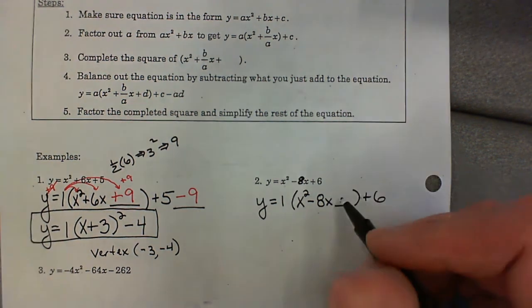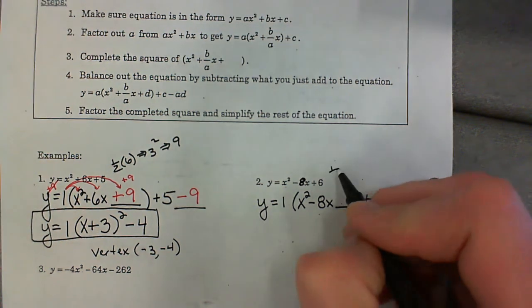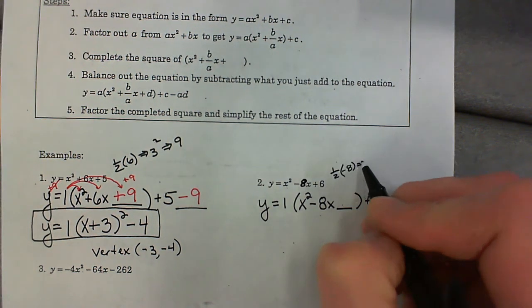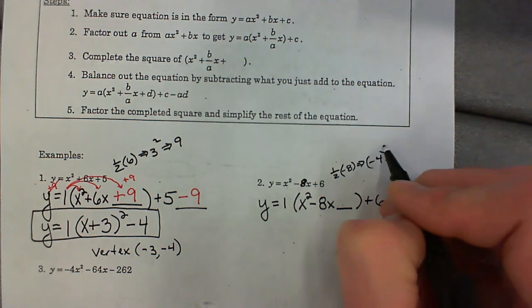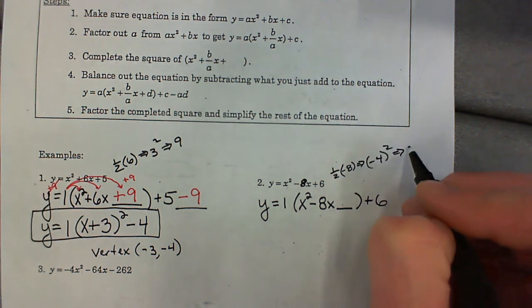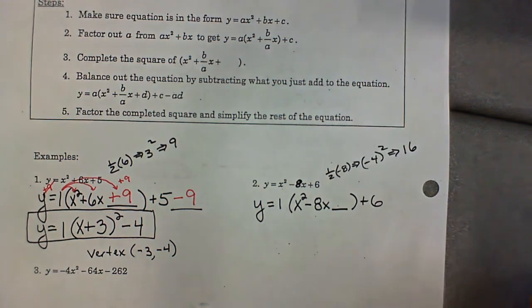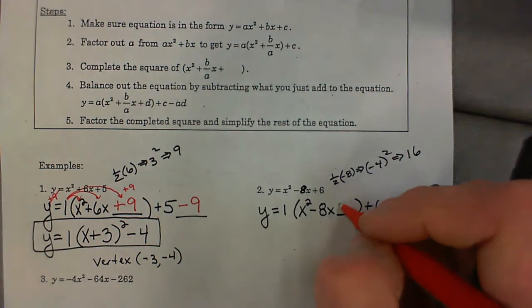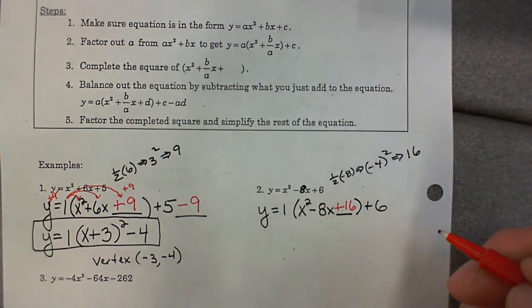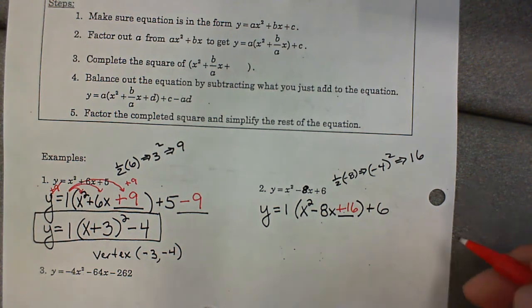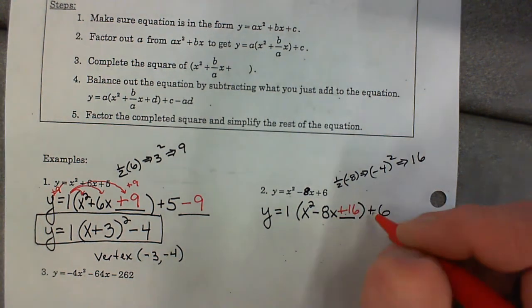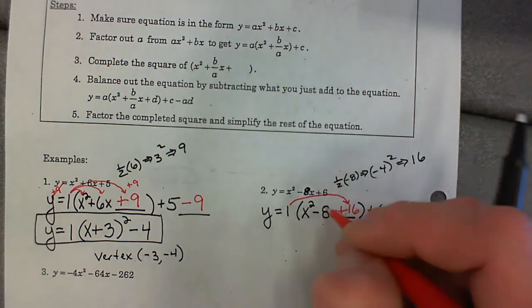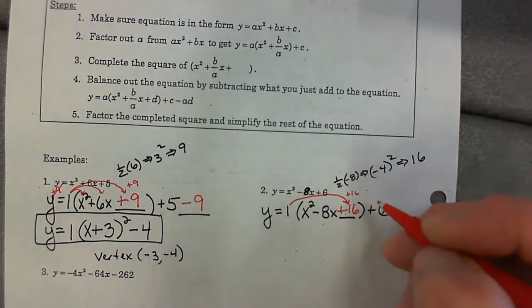Okay. Now I want to come up with this third term. So it's going to be half of -8, which gets you -4. And then when you square that, you get positive 16. So this is going to be a positive 16. Okay? But now I need to compensate for that. Is that really a positive 16? Well, this 1 would get multiplied by it. 1 times 16 is positive 16.